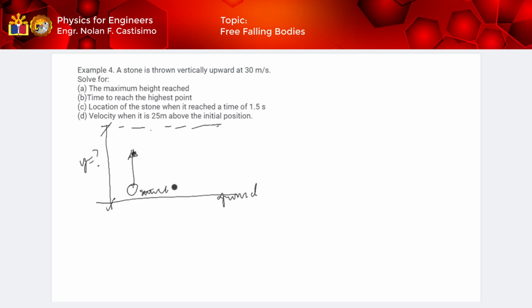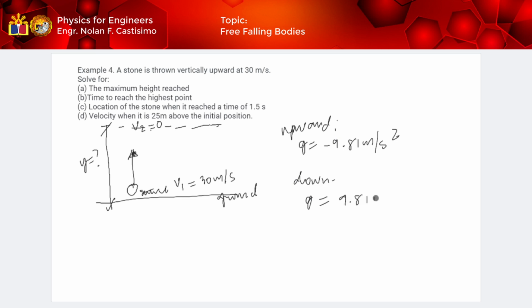And we have the value here, v1, initial velocity. So, andito siya sa ground, which is equivalent to 30 meters per second. And let's say na ang ating final velocity or v2 is equivalent to 0 kasi andito sa highest point, di ba? So, upward, ang ating gravitational acceleration will be negative 9.81 meters per second squared. And if it is downward, g is equivalent to 9.81 meters per second squared.